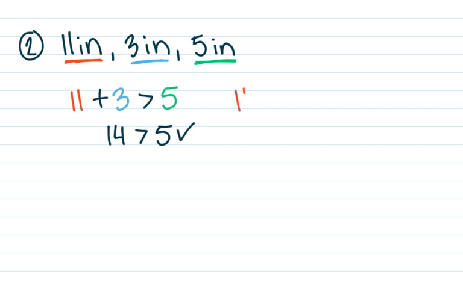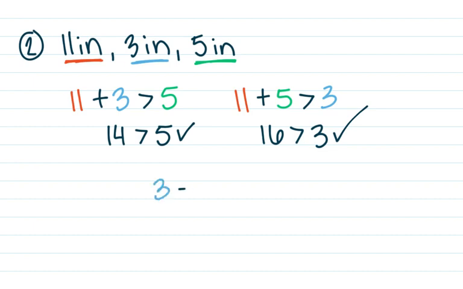Now we're going to add red and green. I'm going to add those side lengths together, and they have to be greater than blue. Okay. 11 plus 5 is 16. Is 16 greater than 3? Yes. Okay. Last step is blue and green. So 3 plus green, that's 5. And those have to be bigger than red, which is 11. What's 3 plus 5? That's 8. Is 8 greater than 11?